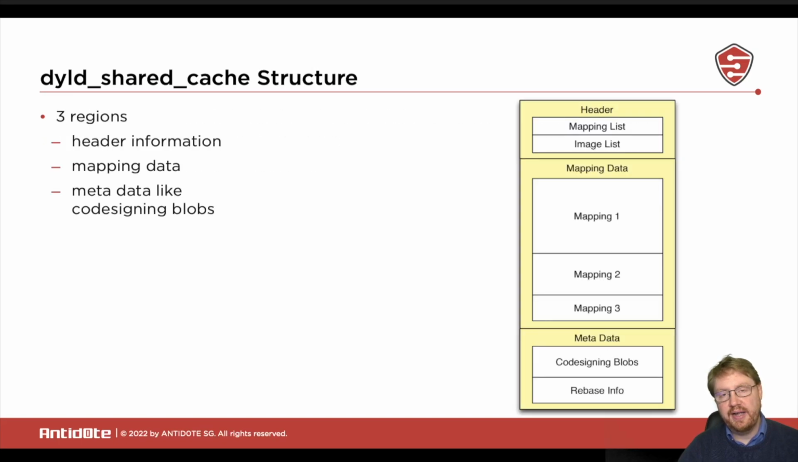When you look at these files, you will realize that they have a simple structure. This structure consists of 3 parts. First, you have the header part. Then you have the part that has the mapping data. And then you have the third part that contains metadata like code signing blobs, rebasing information, and so on. Within the header, you will find information about what mappings are contained in the mapping area, but also the list of all the libraries and a lot of other things.